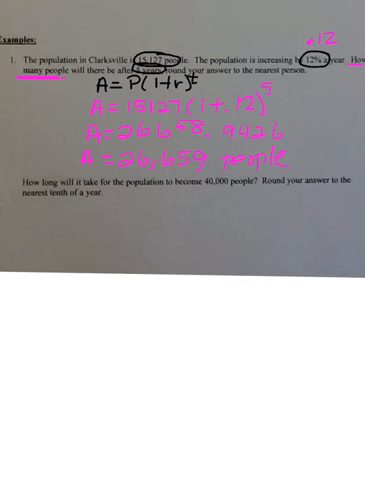Okay, let's look at the next part. How long, so if it says how long, that means we're solving for time. How long will it take for the population to become 40,000? Round your answer to nearest tenth of a year. So let's write down the formula. A equals P times 1 plus R raised to the T power. So I want to know how long. So that means I'm going to solve for T. I'm not plugging anything in for T.